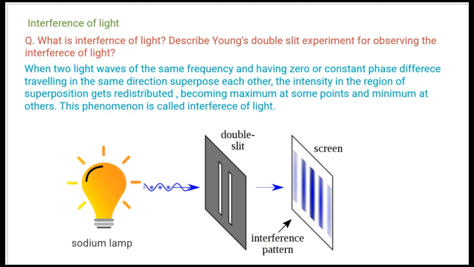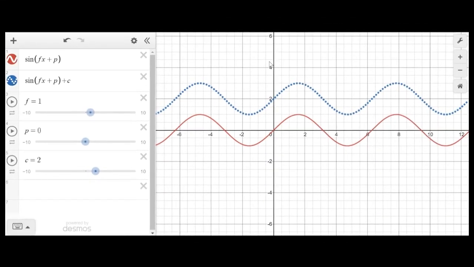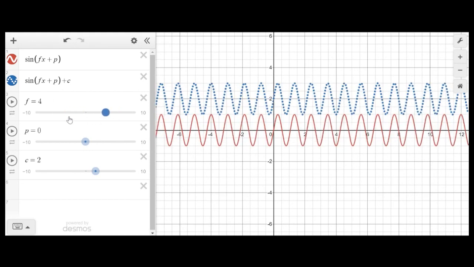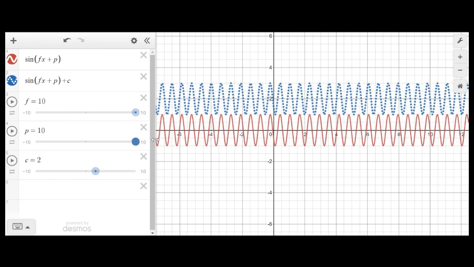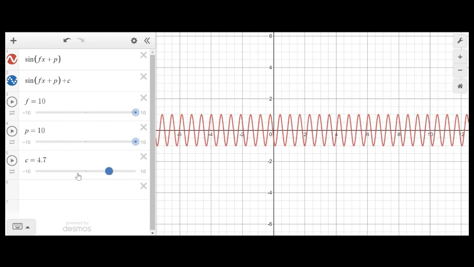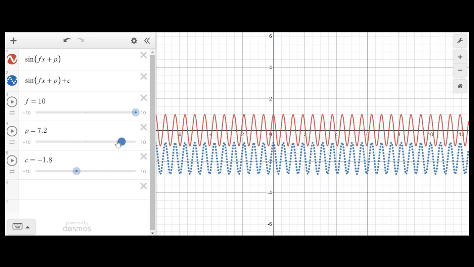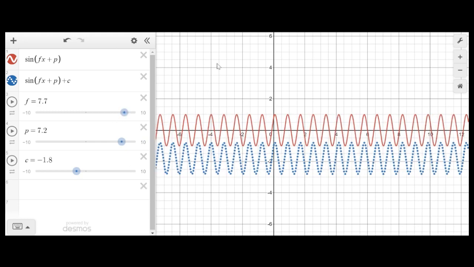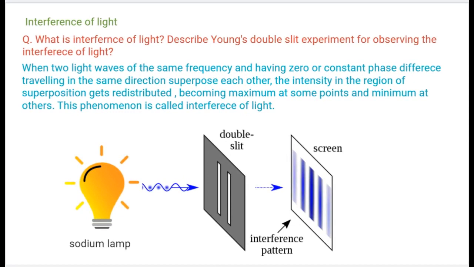Apart from this, I will send you the link for this web page. Here you can change these values to see what happens, how your waves change, what happens if you change this phase difference, what happens if you change this constant. You can play around with this curve to get a better understanding. Fine. So this is your interference of light.